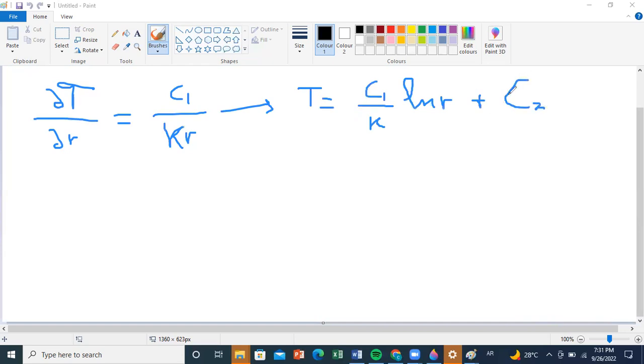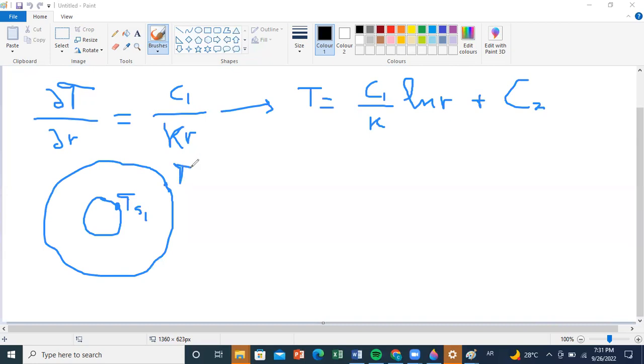Now, the constants C1, C2 will depend on the boundary conditions. So we have at the inner surface, we said that the temperature is TS1, and at the outer surface, the temperature is TS2. So if we apply boundary conditions, we can say the following. At R equals R1, T is equal to TS1. So let us replace in this equation.